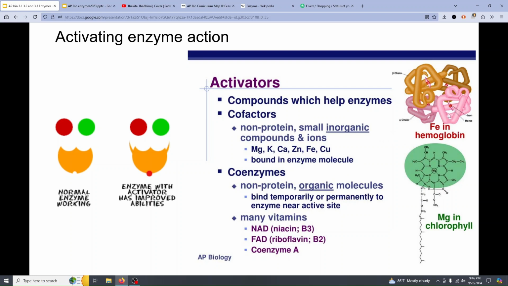So here's blood. Blood has a protein called hemoglobin, and there are sites for binding of iron, and that causes a configuration change in hemoglobin, so that it can transport oxygen better. And this is magnesium playing a role in chlorophyll. Okay.